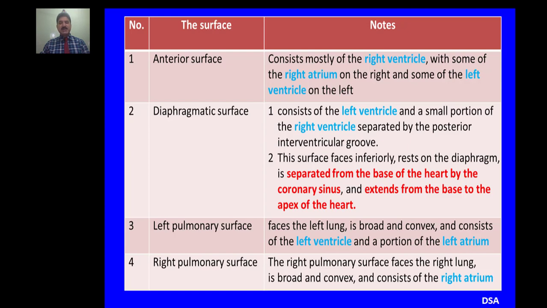The left pulmonary surface of the heart faces the left lung, is broad and convex, and consists of the left ventricle and a portion of the left atrium. The right pulmonary surface of the heart, as already said, faces the right lung. It is broad and convex and consists of the right atrium.